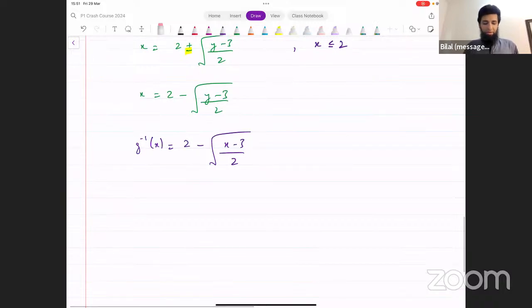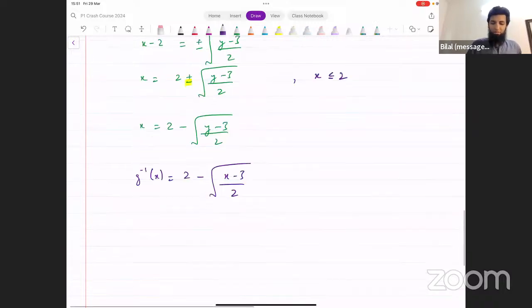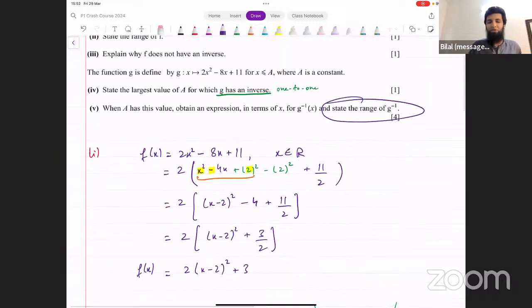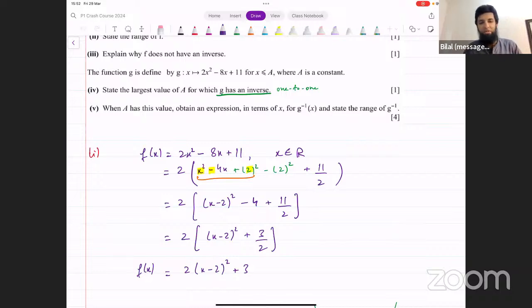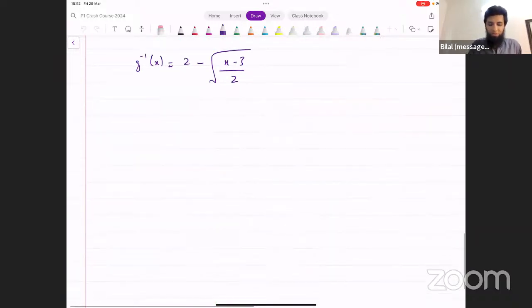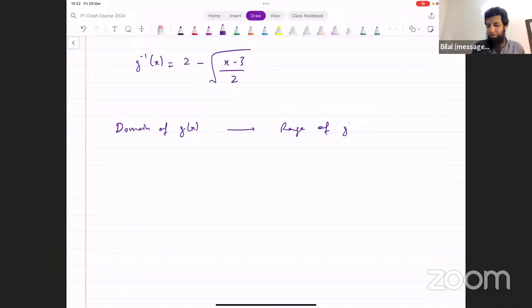All right, let's have a look at the second thing that they are asking here. State the range of g inverse. What's the range of g inverse? The range of the inverse function is the same as the domain of the original function. So what's the domain of the original function? Domain of g of x. That should give us the range of g inverse of x.